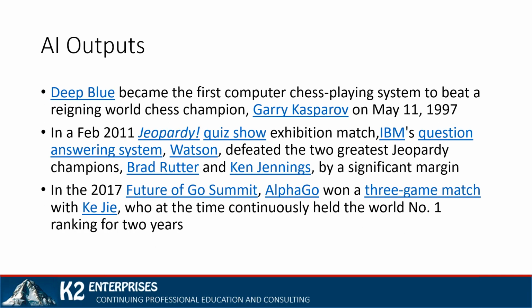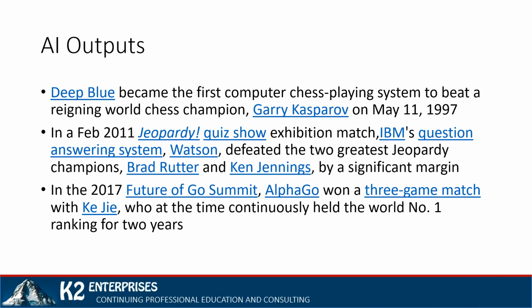If we look at traditional AI outputs, Deep Blue, an IBM computer, became the first chess-playing system to beat the world human chess champion. We also had another IBM question answering system called Watson that won on Jeopardy, beating the humans by a significant margin. And then in 2017, at the Future of Go Summit, AlphaGo, a machine learning and neural network based Go program, won a 3-game match with the world Go champion, Ke Jie, who had been the number one Go player for a couple of years.